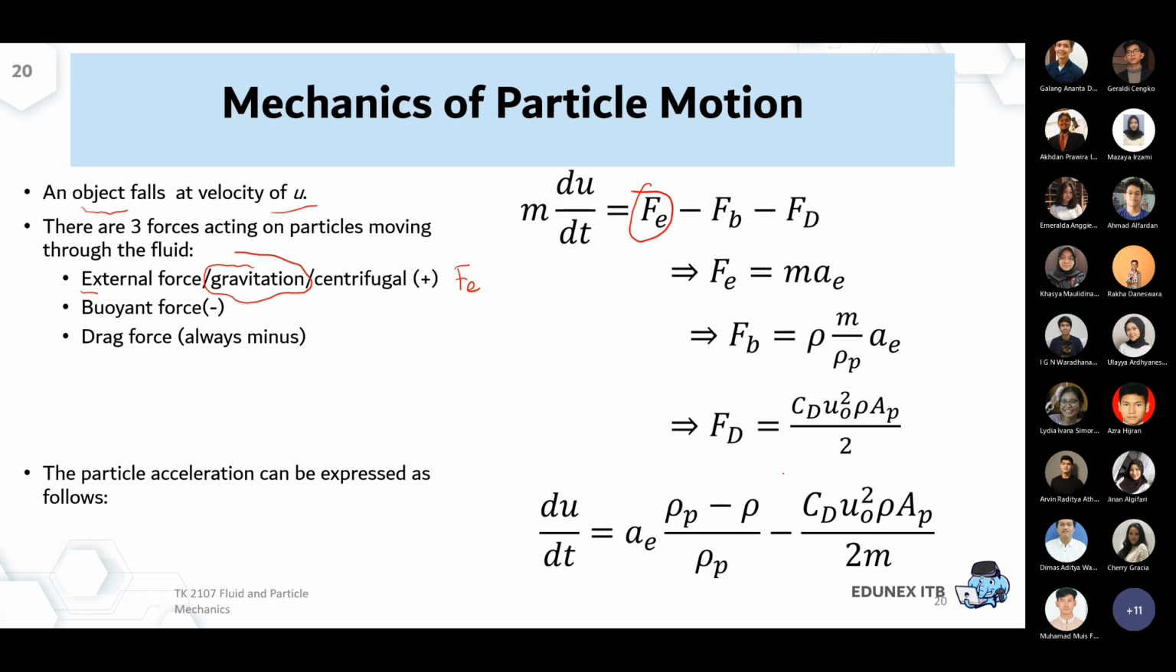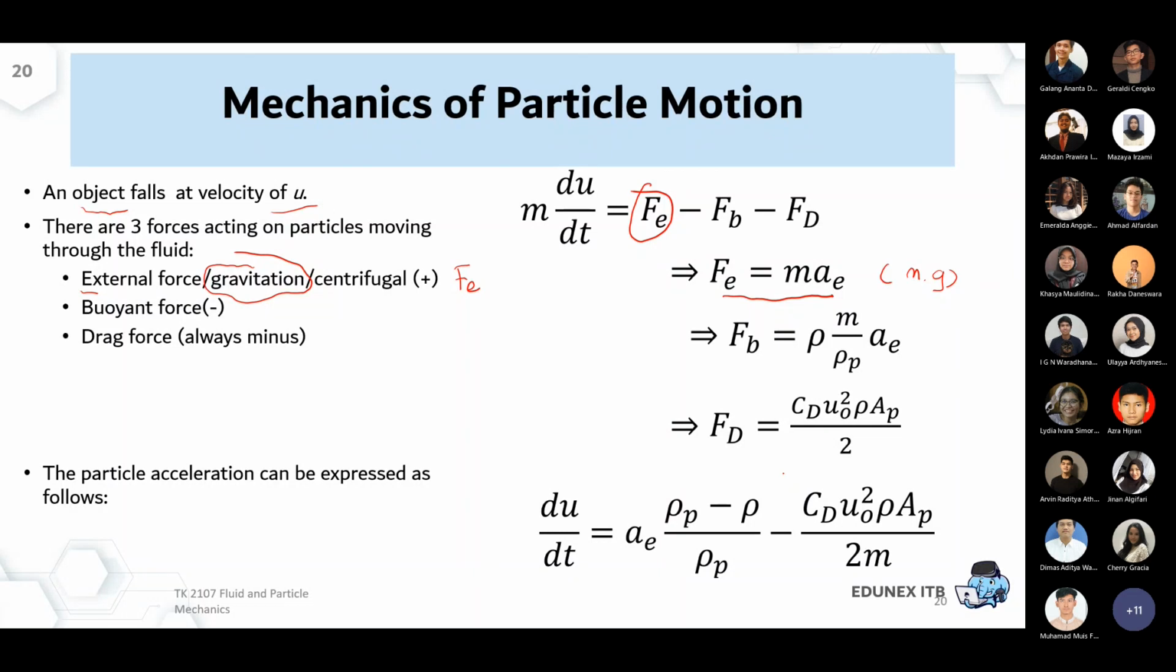We can see that Fe can be calculated as m times the acceleration, the acceleration of the external system. In the case that gravity acts as an external force, then we just have to substitute the acceleration with the gravity constant. So it could be expressed as m times g if gravity acts as an external force.